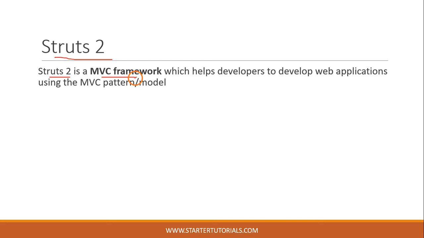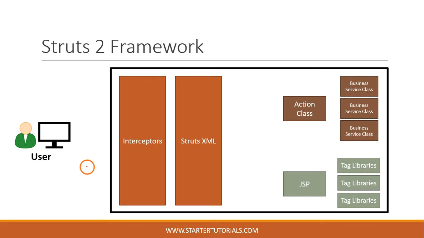It's simply a Java MVC framework which allows the developer to create web applications by using the MVC pattern or MVC model. We have discussed all these things until now, so you should be familiar with these things. Now let's see what are the main components in the Struts 2 framework. We have interceptors, the very important struts.xml file, action classes, and then the view component, which are JSPs.